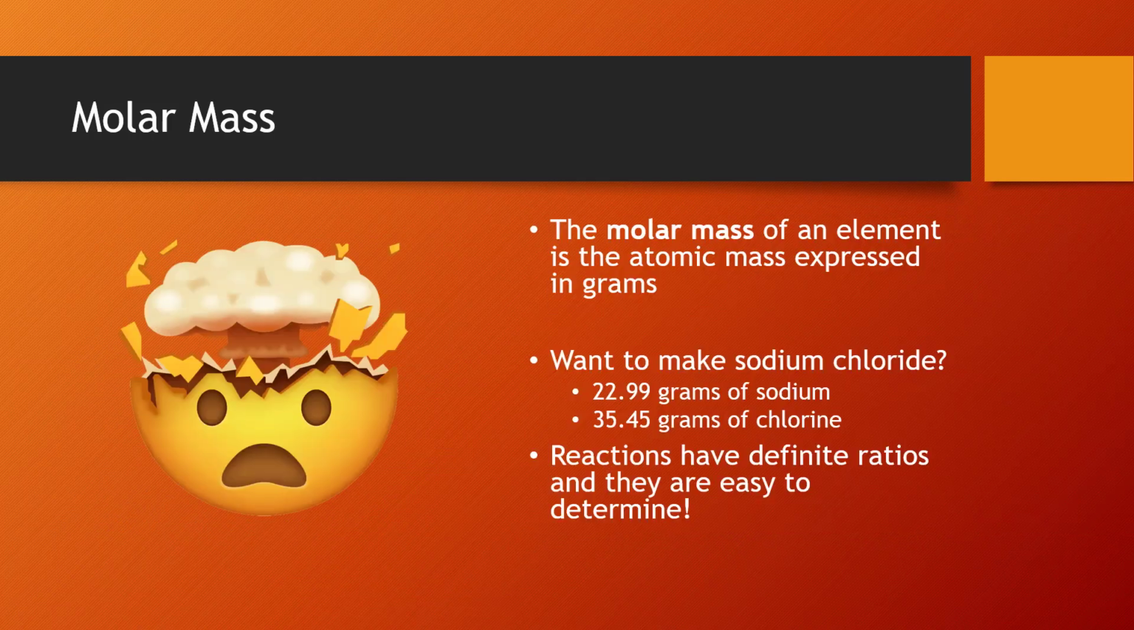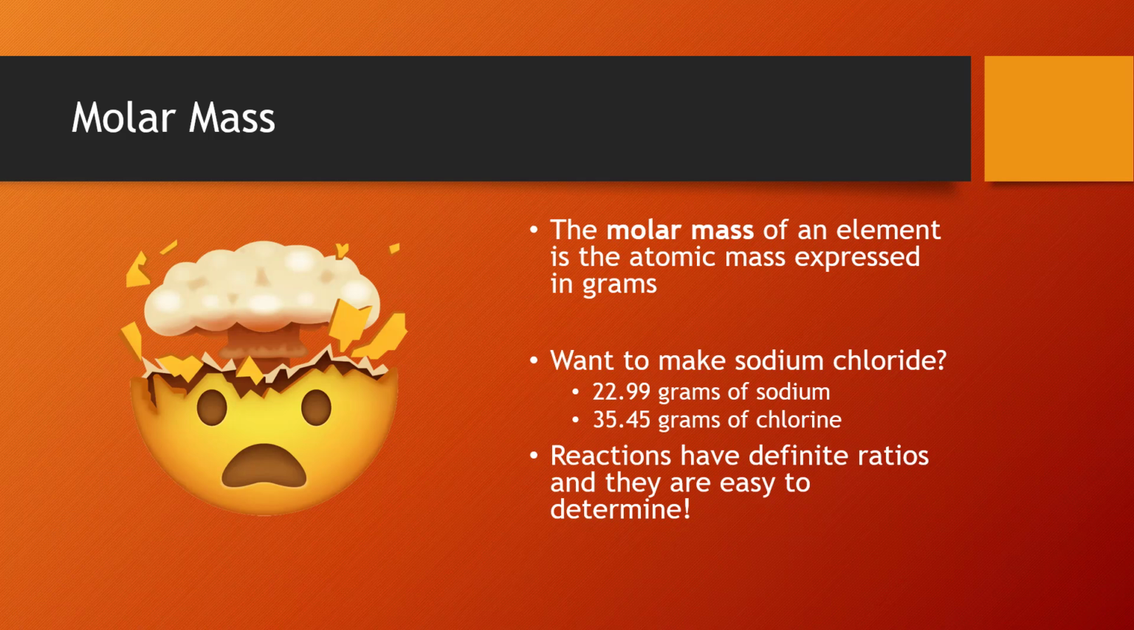Now, another way of looking at this is the molar mass. The molar mass of an element is the atomic mass expressed in grams. So that means those little numbers you look at on the periodic table, if you take that many grams of that element, it is exactly 6.02 times 10 to the 23rd atoms of that element.